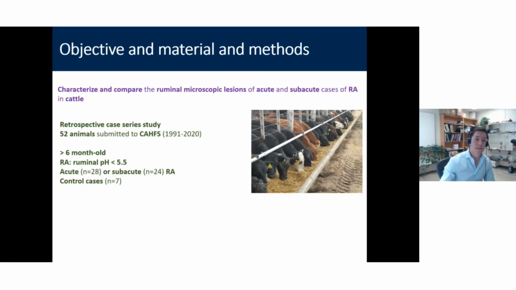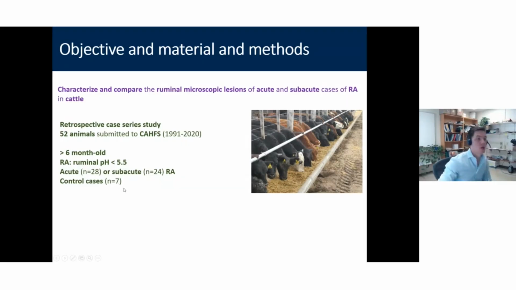We only included animals older than 6 months, mainly to get rid of all the acidosis and ruminitis associated with younger categories, like ruminal drinking, completely different diseases that can also cause ruminitis. We wanted to get rid of all those cases to just focus on this entity. So all the animals were more than 6 months with a ruminal pH less than 5.5. 28 of these were part of the acute group and 24 subacute.